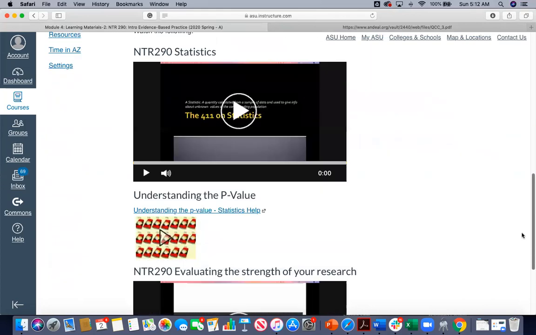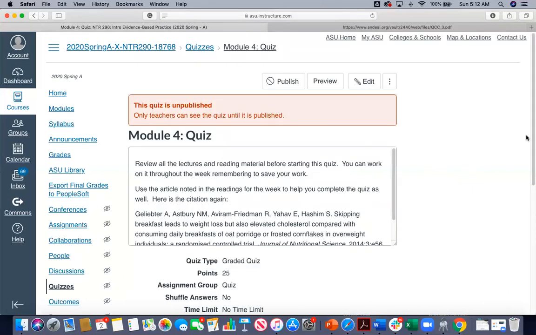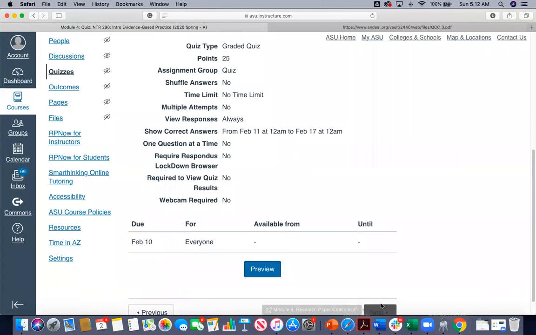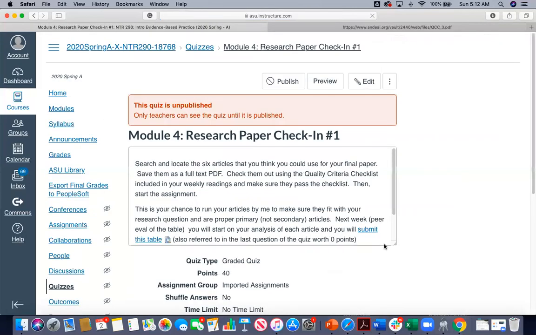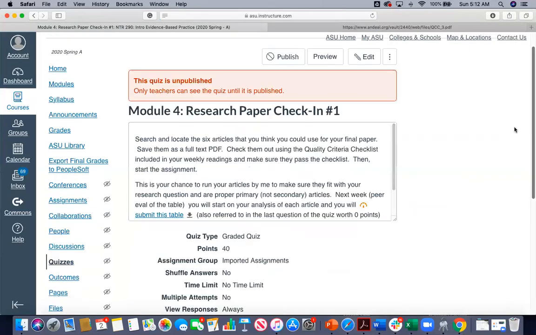So then we have the normal videos, a few on statistics, then your normal quiz. Again, find that article first before you start your quiz. Then the research paper check-in number 1. So we're going to review this quickly. Let's go into preview mode.